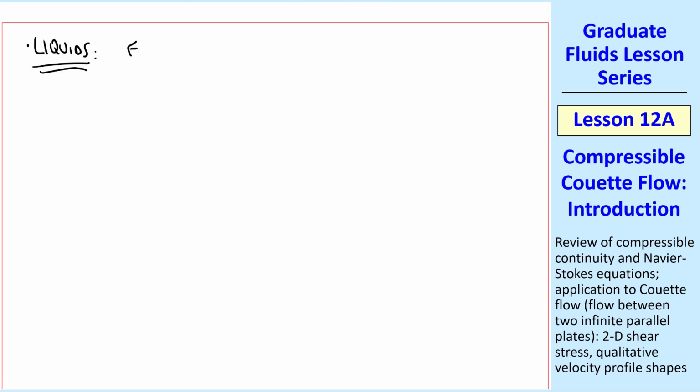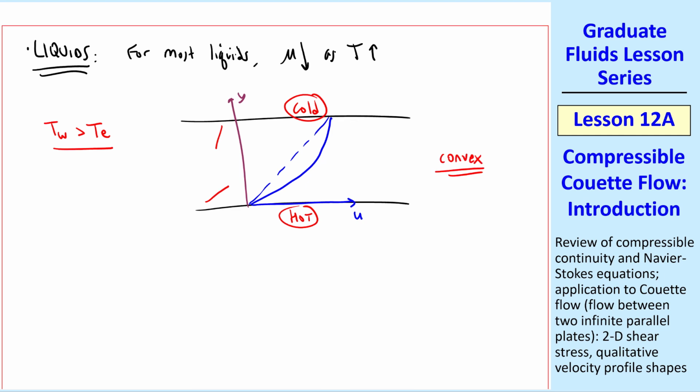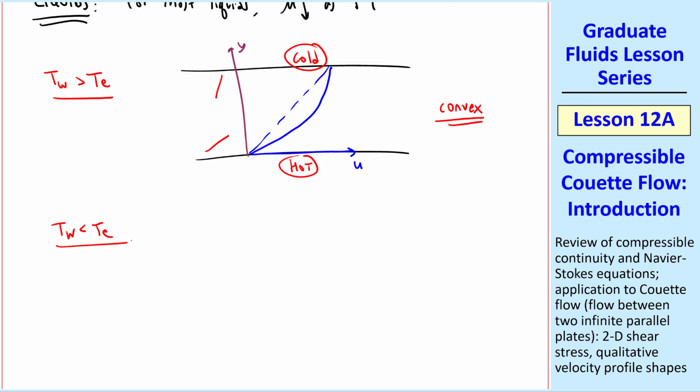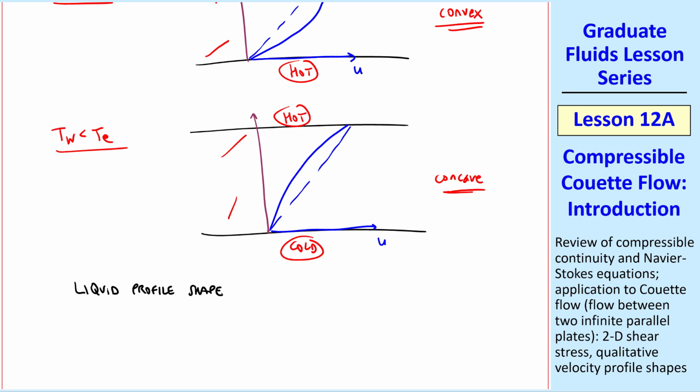Now consider liquids. For most liquids, mu has the opposite behavior, namely mu goes down as temperature goes up. So for liquids with Tw greater than Te, we expect a small slope near the top, which is cold, and a large slope near the bottom, which is hot. Thus the profile looks something like that, similar to our Te greater than Tw case for gases. In other words, we expect a convex velocity profile. And for the other case where Tw is less than Te, the slopes are opposite and we get a concave velocity profile. The bottom line is that the liquid profile shapes are opposite to those of gases.